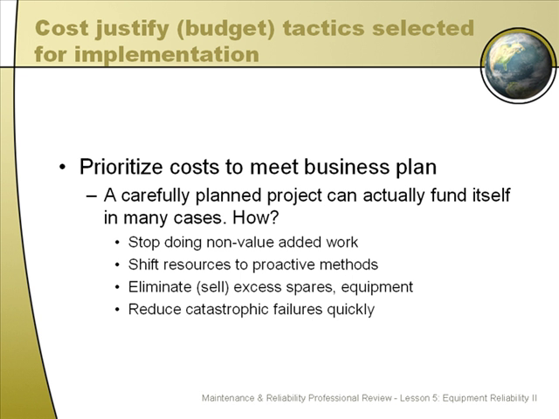In cost justifying the tactics selected for implementation, you need to prioritize the costs to meet the business plan. You always have to work within the boundaries of your budget. Now here's an important point. A carefully planned project can actually fund itself in many cases. And I mentioned before that you can do things to reduce the costs so that you don't see a big spike in spending to establish your proactive maintenance program. Well, how is that done?